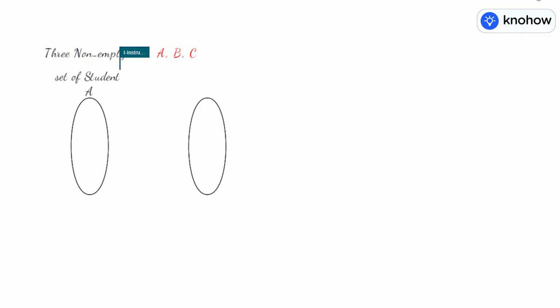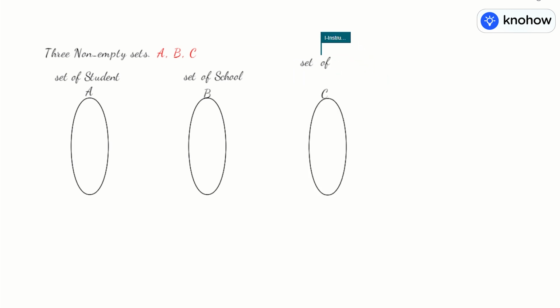Here I choose three non-empty sets A, B, C. Let A denote the set of students, and B denotes the set of schools, and C denotes the set of school uniform color.